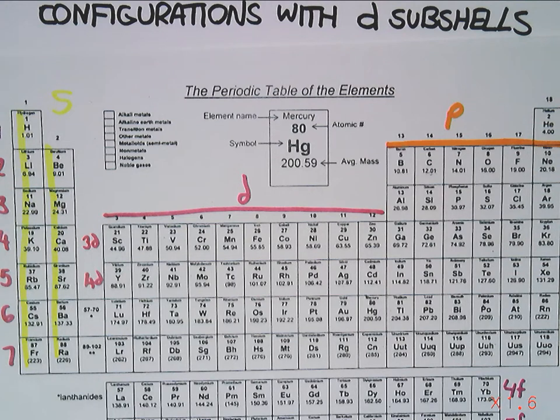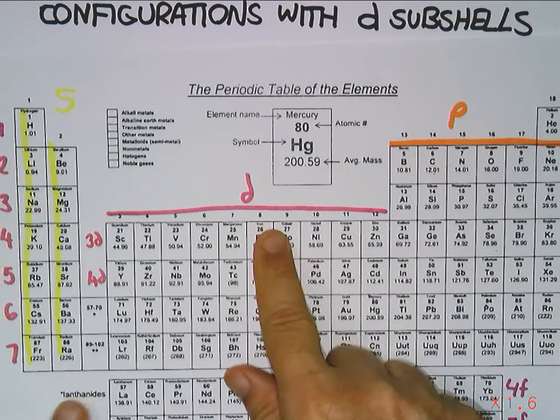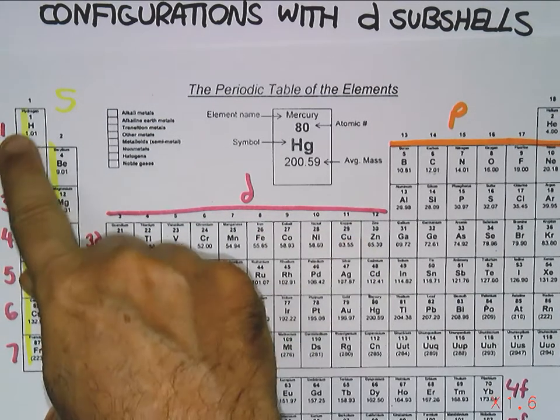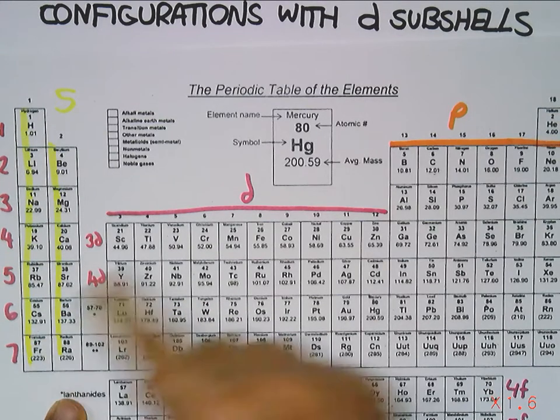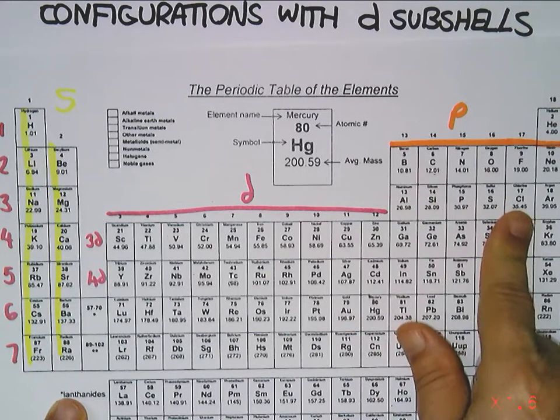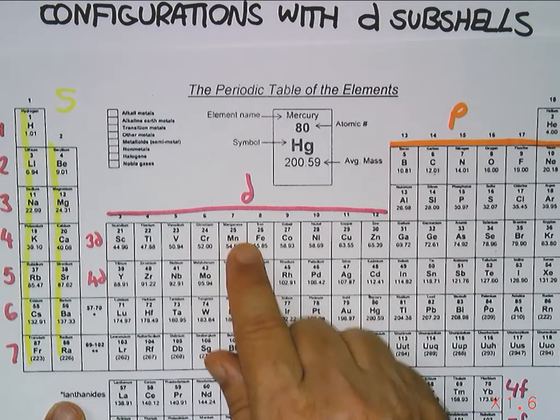Now let's look at some elements that have either partially or completely filled D subshells. The D block, which we haven't ventured into yet, is here. When you're moving across this part of the table, you're filling up S's. In this part of the table, you're filling up P's, but here you're filling up D's. So let's pick an element in here.